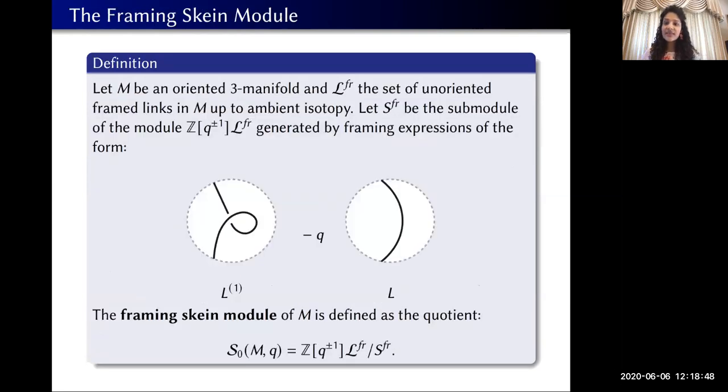So this brings us to skein modules. We first discuss the framing skein module. So what is the framing skein module? Well, you consider linear combinations of ambient isotopy classes of unoriented framed links in an oriented 3-manifold, modulo framing expressions of the form L1 minus QL. Here, L1 is a framed link which is obtained from L by twisting the framing of L by 1 full twist. So if you mod out by these framing expressions, you obtain the framing skein module.